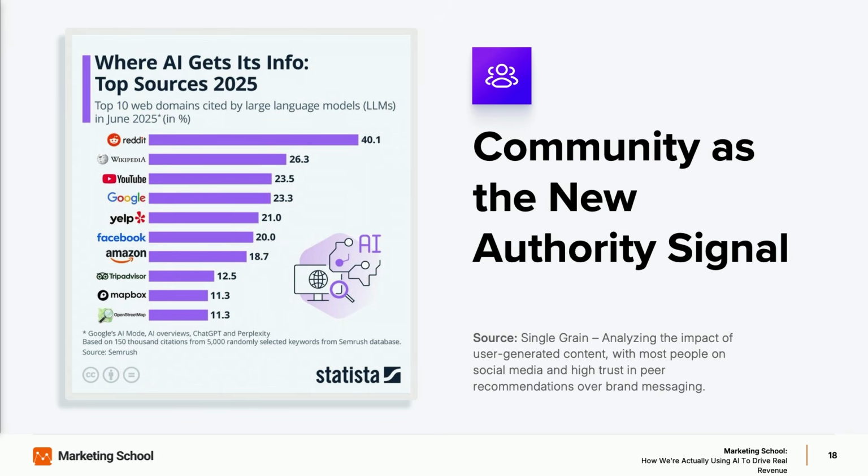So Reddit, number 1 here, top 10 web domains cited by large language models in June 2025. Actually, Leo, this is Google's AI Mode, AI Overviews, ChatGPT, and Perplexity, based on 150,000 citations from 5,000 randomly selected keywords. So it's not just ChatGPT. You got Reddit number 1, 40.1%, Wikipedia 26.3%, YouTube 23.5%, LinkedIn is not even here, so I must have been looking at something else this morning, and then you got Google at 23.3%.